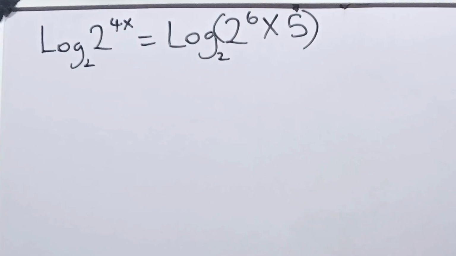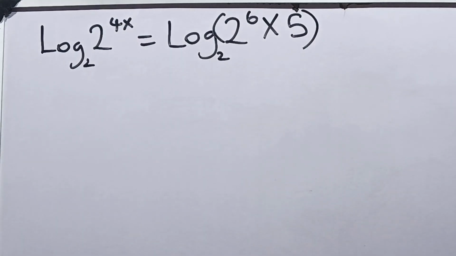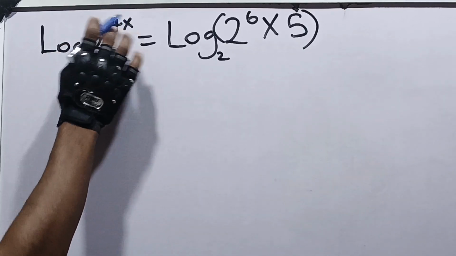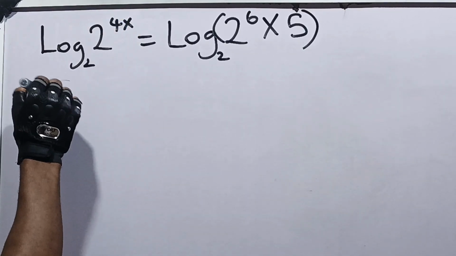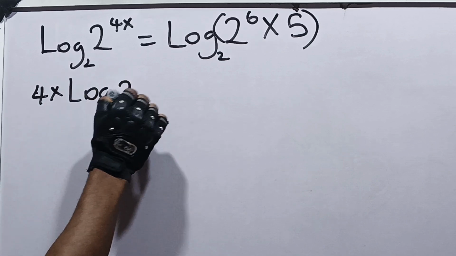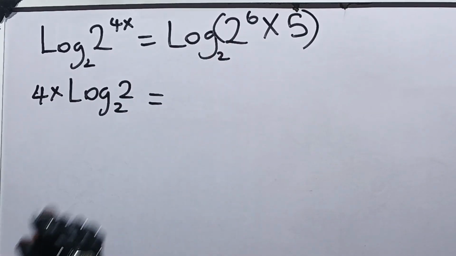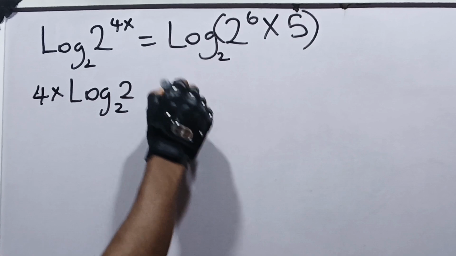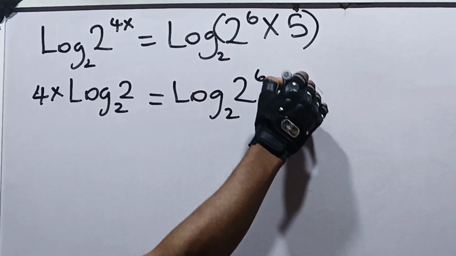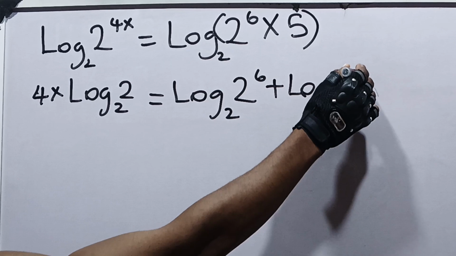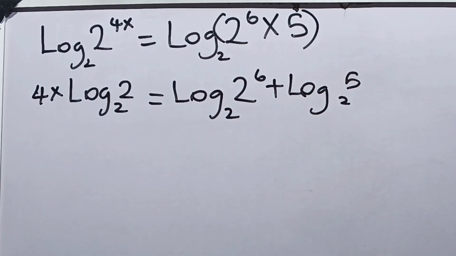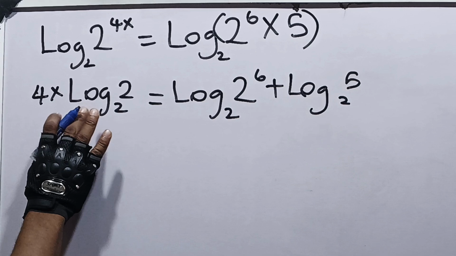Now moving on from here, when you have the logarithm of a number raised to a power, you multiply that power and the log. So we have 4x multiplied by the logarithm of 2 to base 2 to be equal to, on this other side, it's split up and put plus. So we have the logarithm in base 2 of 2 raised to the power 6 plus the logarithm of 5 to base 2. Now, at this point, we can say the logarithm of a number to its own base is 1.